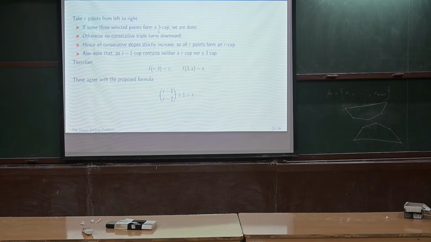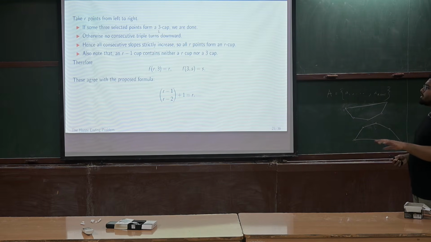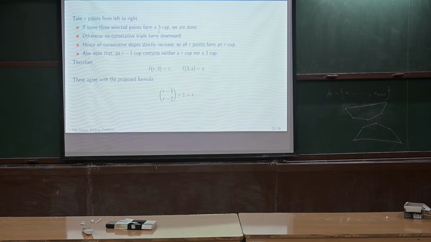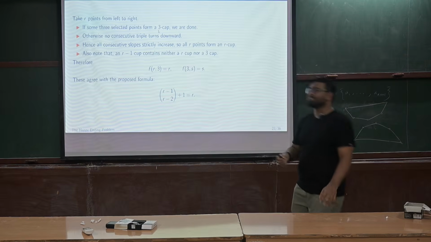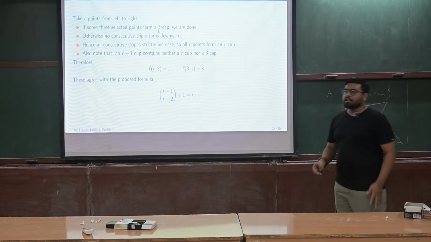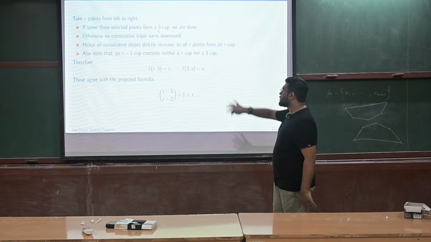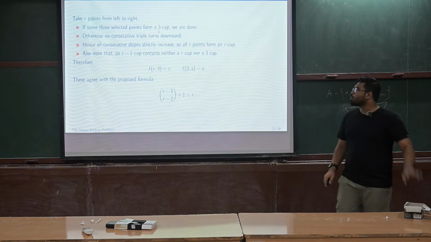So now we'll prove this by induction. For the simpler cases, take a 3 cap. If 3 points are selected, we are roughly done. You don't need to even think about the slope or anything. So f of r comma 3 is r. Are you convinced of that? Yeah, so f of r comma 3 is r. Let's take the first term to represent the cup configuration and the second term to represent the cap configuration. We'll just go by that.